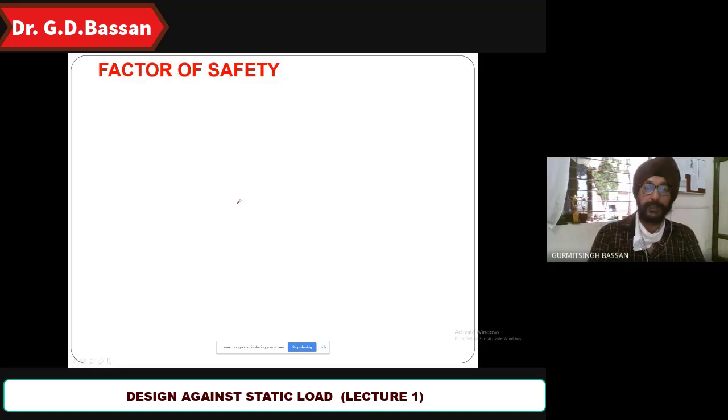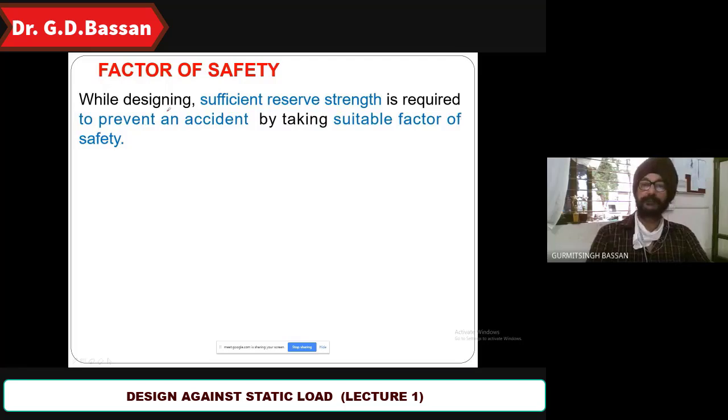In your vehicle, in a scooter, you have a reserve cock. What do you mean by reserve cock? In normal condition, when you are going and your petrol finishes, you can again travel for a certain period by using the reserve petrol. So in a machine, factor of safety is to be called reserve strength. While designing, sufficient reserve strength is required to prevent accidents by taking a suitable factor of safety.